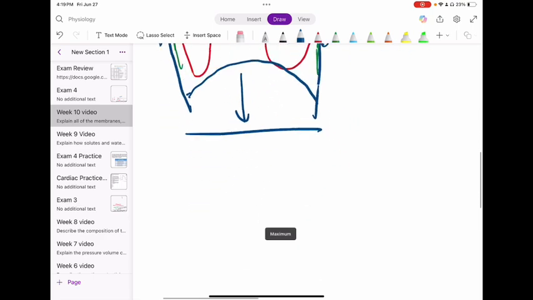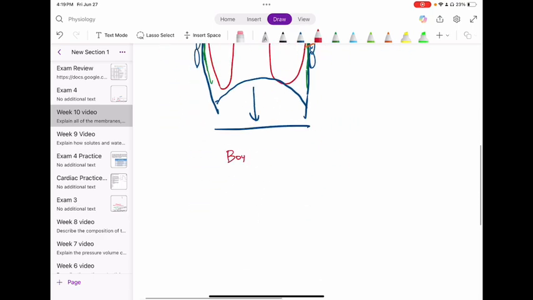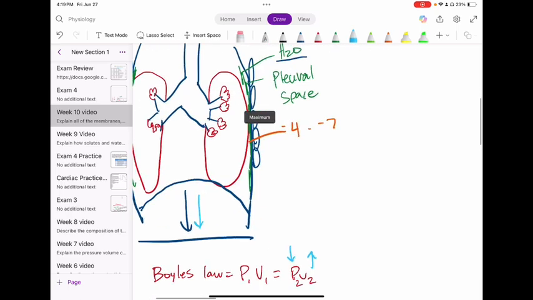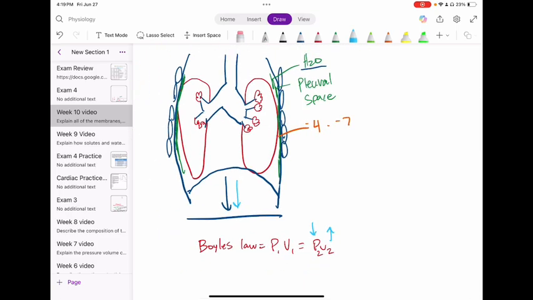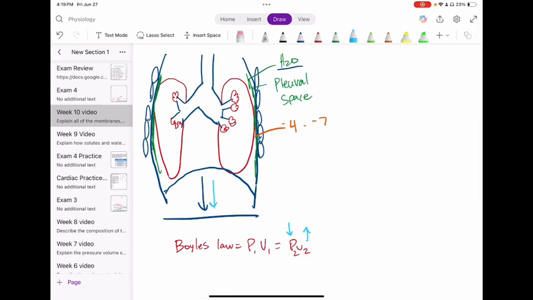So there are negative pressures. So this is associated with Boyle's law. Boyle's law states that pressure and volume are associated with each other. So as we increase our volume, such as this contracting, we will lower our pressure, allowing us to not have a pressure to fight against. So as we lower that pressure, we can drop this pleural space from -4 to -7.